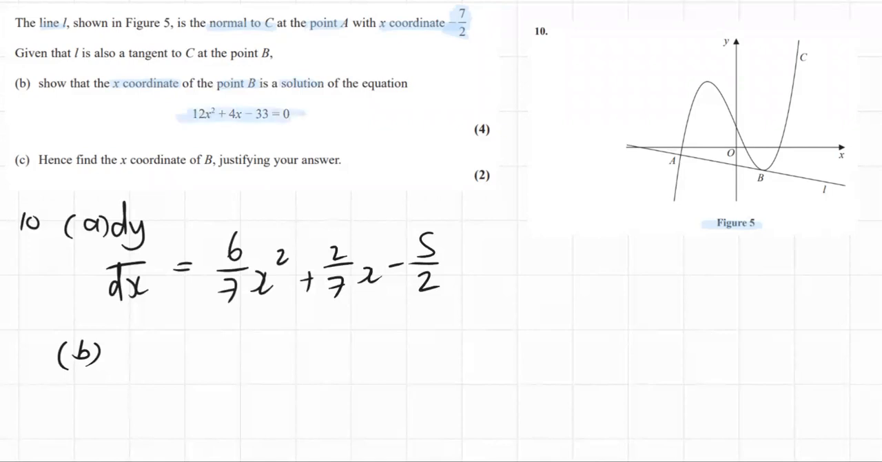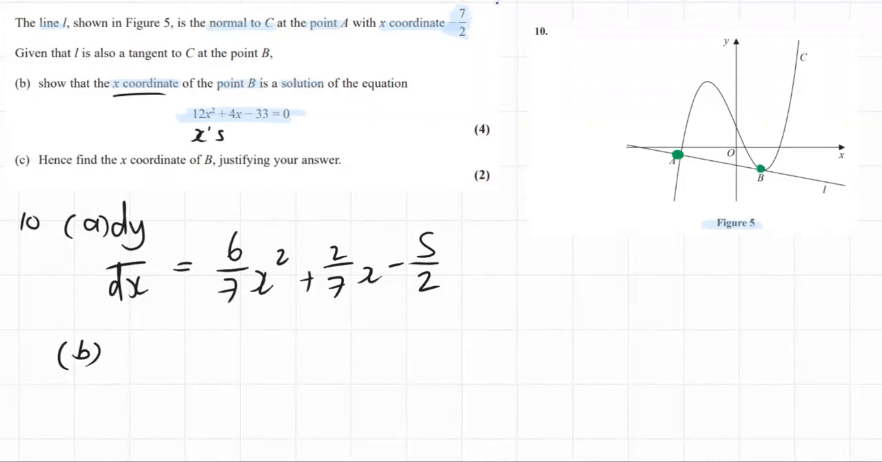So one of the x's of this equation is going to be the x coordinate at point B. Here's our point B, it is on L and it's also on the curve. And point A is on L and it's also on the curve. And it's a normal to the curve at A. So what is a normal to the curve? Well, a normal to the curve is at a 90 degrees angle to the tangent to the curve.